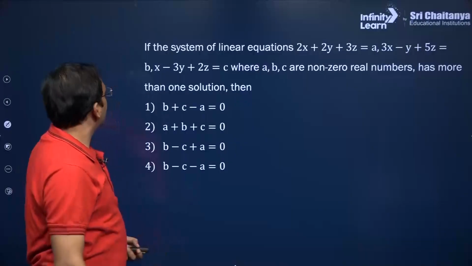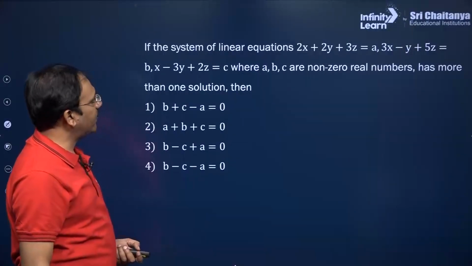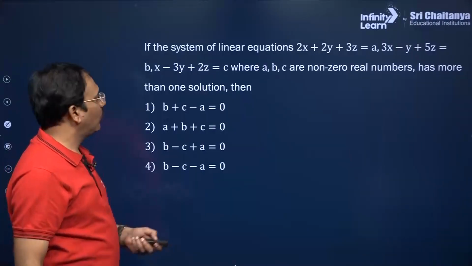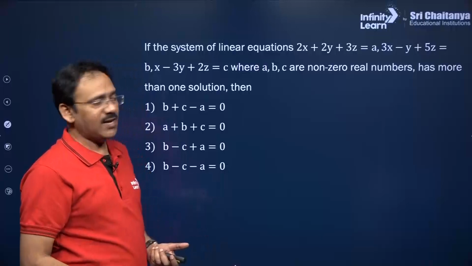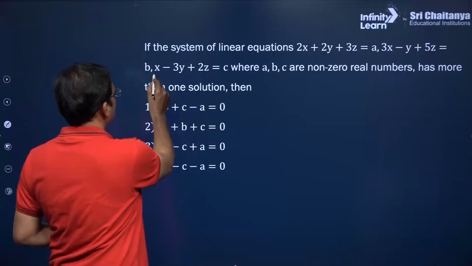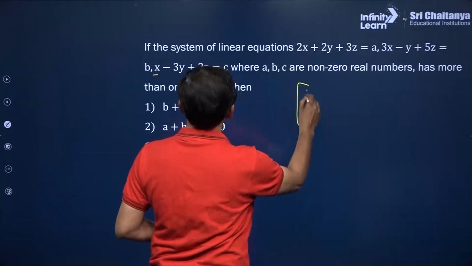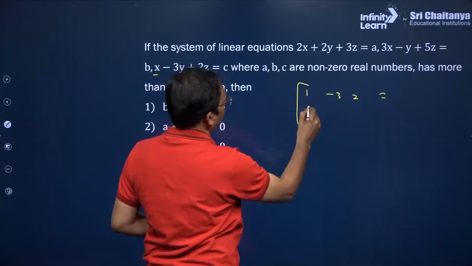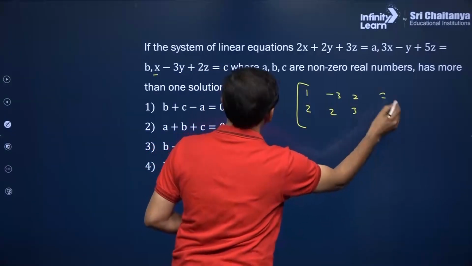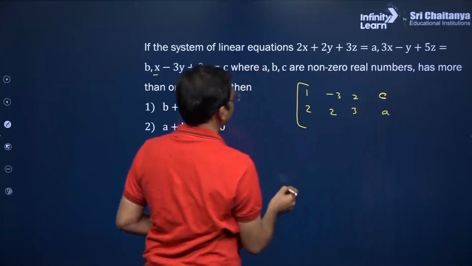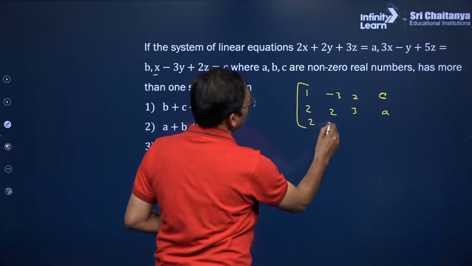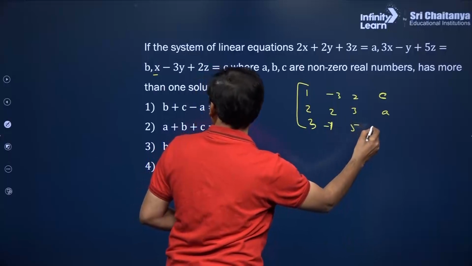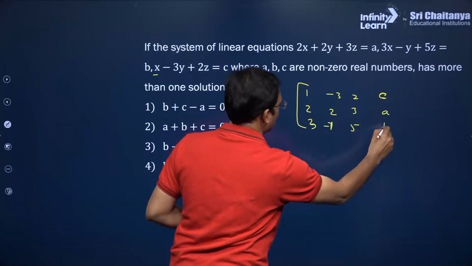Next, my dear friends, you see the system of linear equations, in which a, b, c are non-zero real numbers, has more than one solution. More than one solution means definitely infinitely many solutions. Of these three equations, the x coefficient is 1, you just take 1, minus 3, 2, c. The next one you can take 2, 2, 3, a. The next one is 3, minus 1, 5, as well as you can say is equal to b.